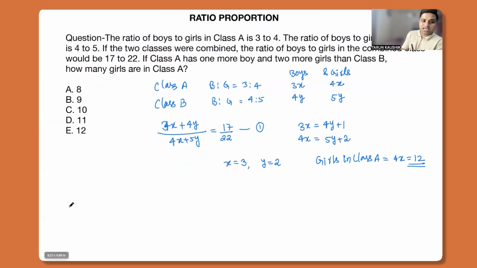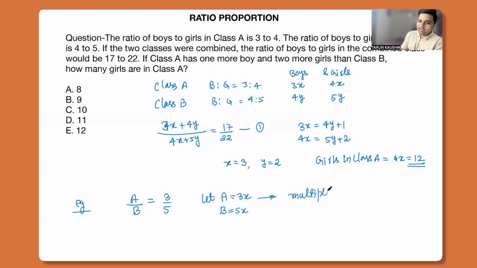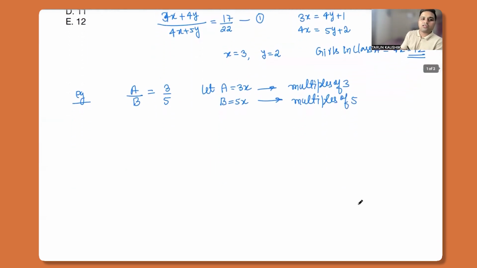Now, if we have the basic understanding of ratios, we have been studying that if somebody says that the ratio of A to B is 3:5, then how do we say it? Let A be equal to 3x, B be equal to 5x. So this 3x means all the values of A will be in multiples of 3. 5x means all the values of B will be in multiples of 5. Following such a simple concept, now let's try and solve this question quickly with the help of the process of elimination.